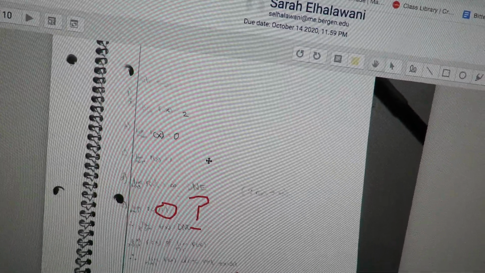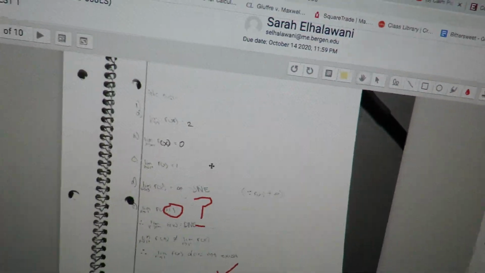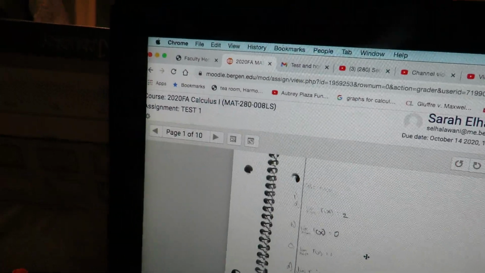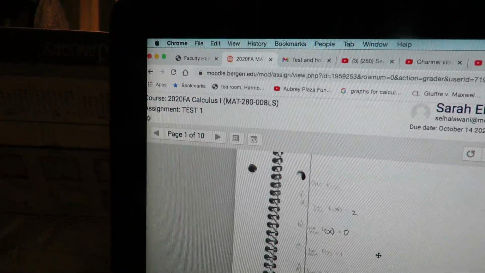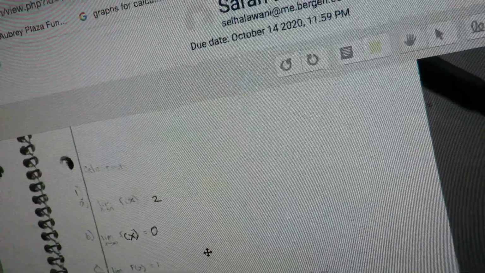So for part 1, okay, I can see that this confused me a little bit. First of all, I'm so glad you did this, right? This is positive infinity, and positive infinity is a way better answer than DNE. So you don't need to write both of these. This is perfect, and I like that you recognized that that was positive infinity.